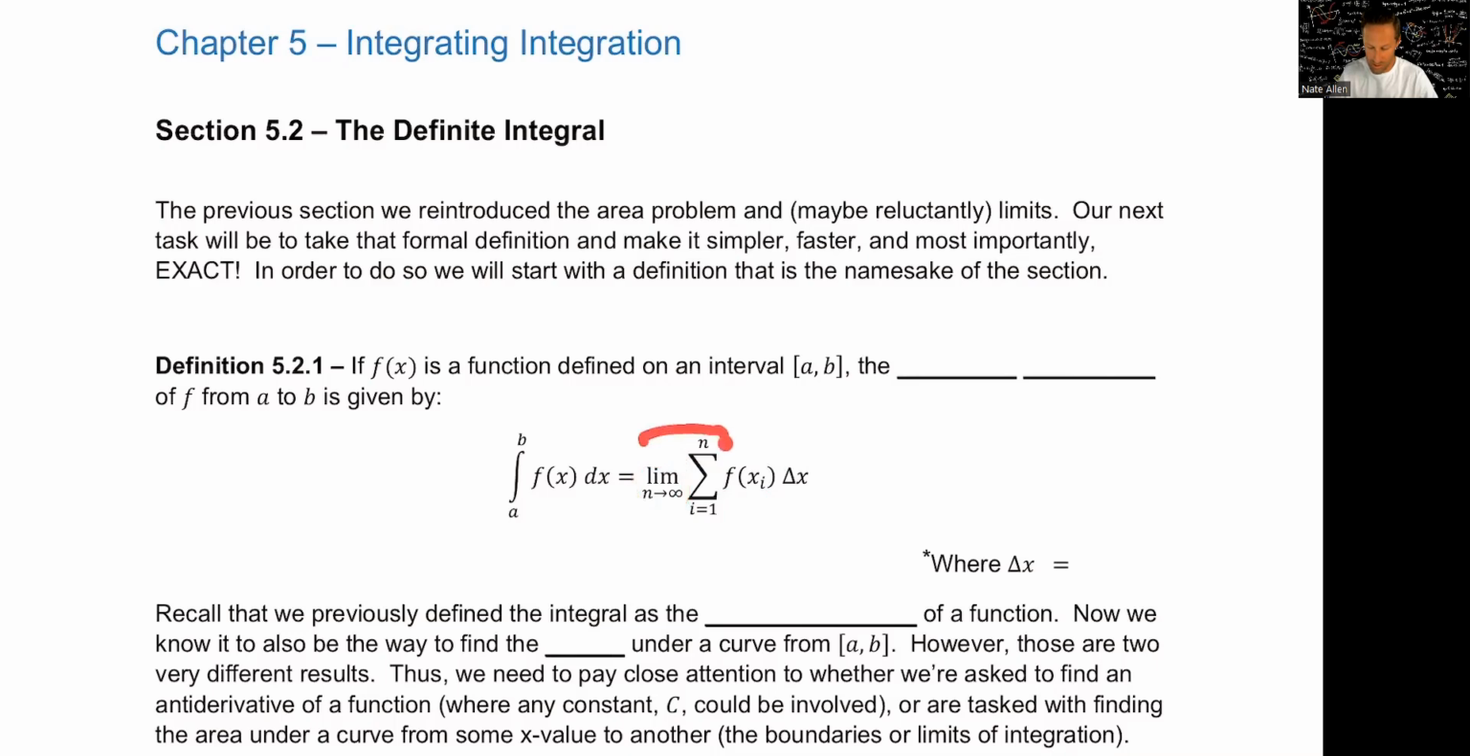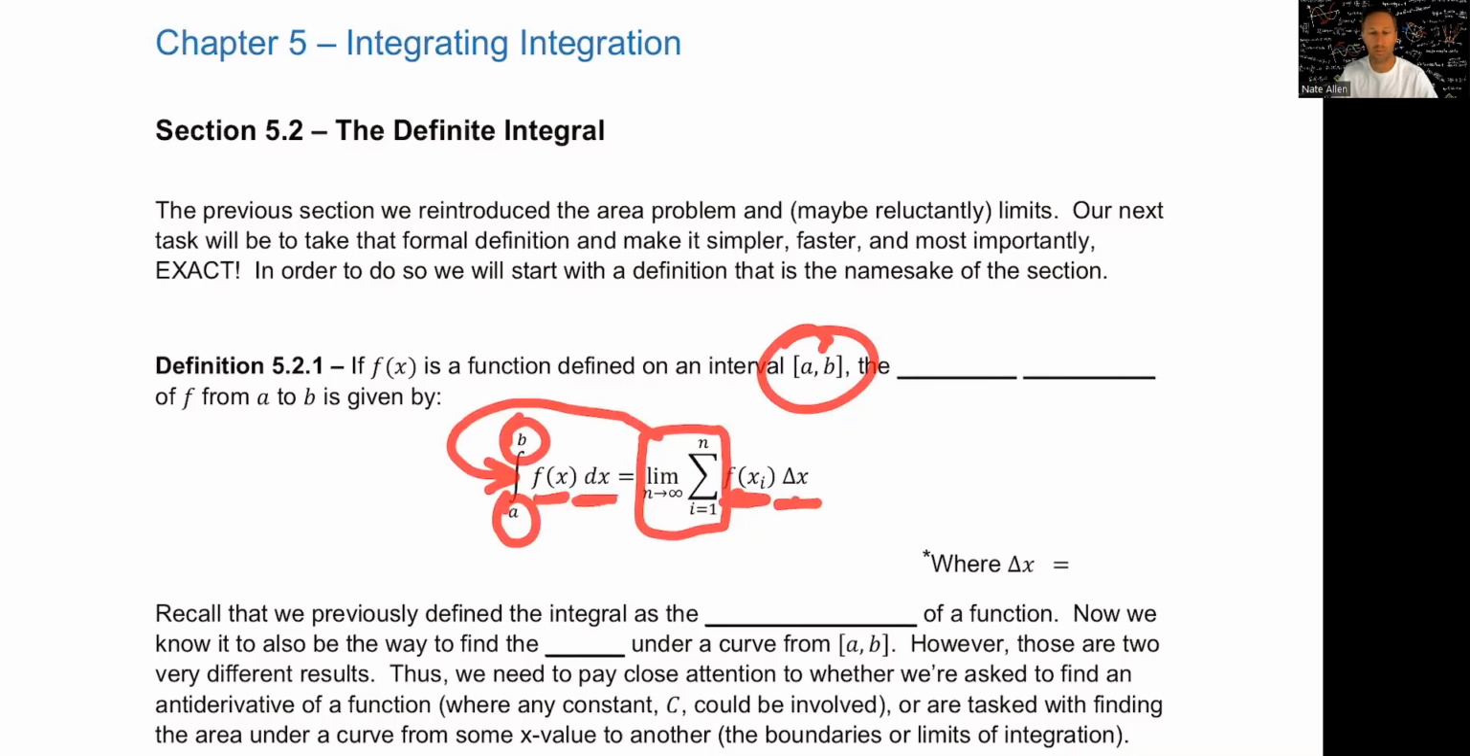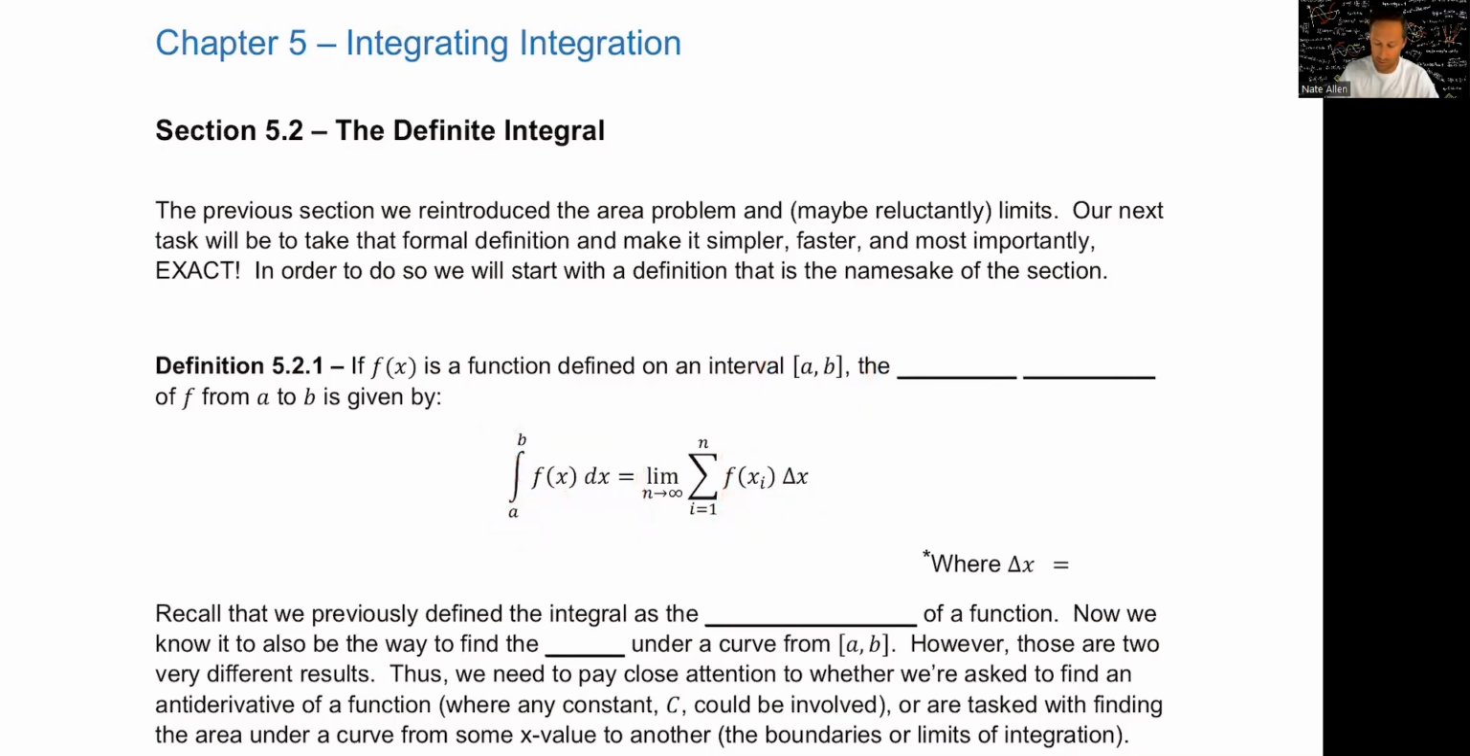So we were allowed to replace all of this with this over our closed interval and still find those lengths and widths, just written in a different format. And that, my friends, is called the definite integral, the namesake of this section. So let's highlight that. And remember, to find those widths, it was always the interval divided by the number of rectangles that we were going to use.